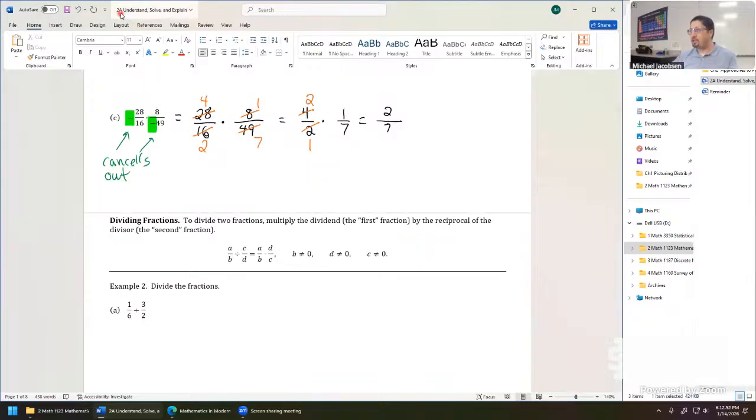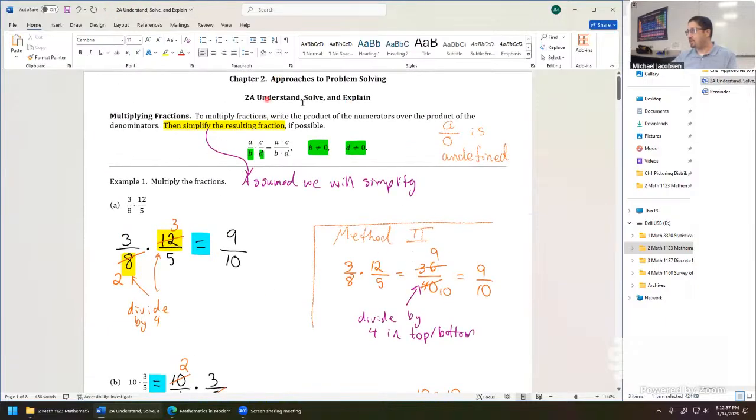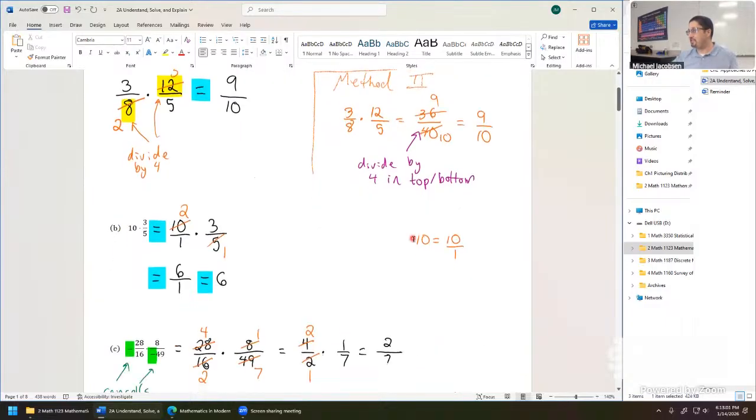I'm getting used to saying unit 2A as opposed to section 2A. Probably should change this as well. Oh, I didn't actually say unit or section there whatsoever.